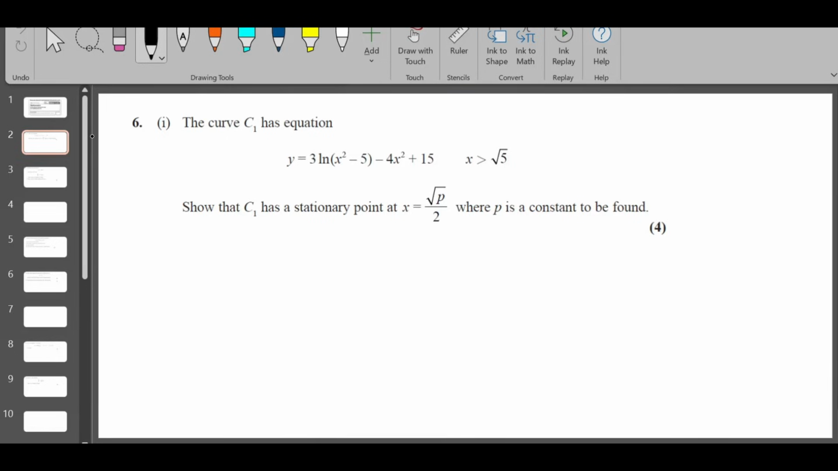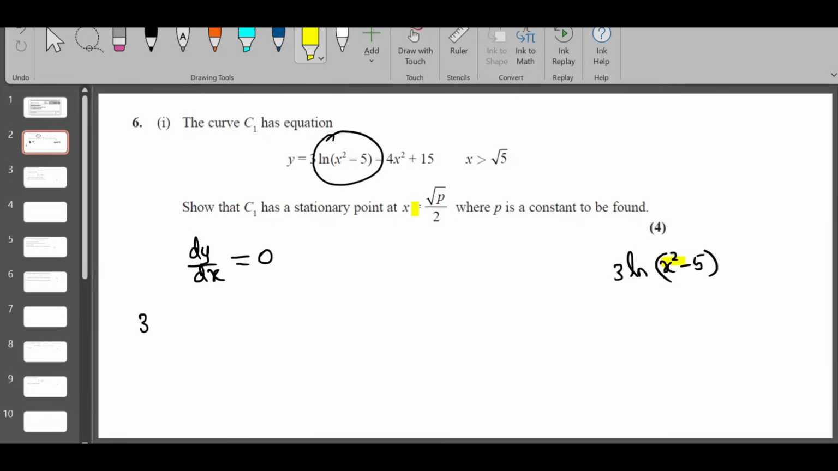We have an equation of a curve given. Show that the curve has a stationary point when x is equal to this. So to find the x coordinate of the stationary point, you have to differentiate it and equate it to 0. So how do we differentiate ln this? 3 ln of x square minus 5. You keep 3 as it is and then treat this as x. So you have ln x.